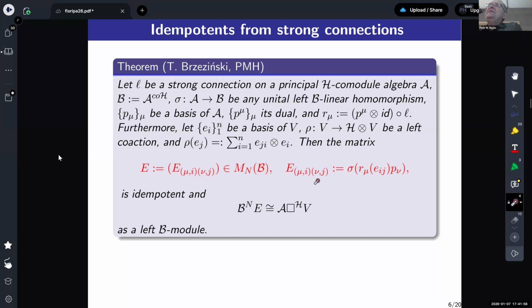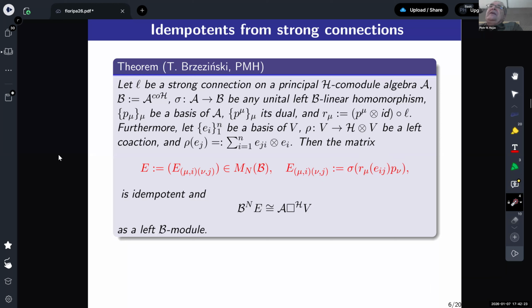And now look how it is defined. Well, I apply my strong connection, then I compute the right coefficient. I put the right coefficient on the left, and I multiply it on the right with my basis elements with respect to which I take my coefficient. But then, in general, I cannot claim that this lands in the coaction invariant subalgebra. Okay, so this is why I have to apply this sigma.